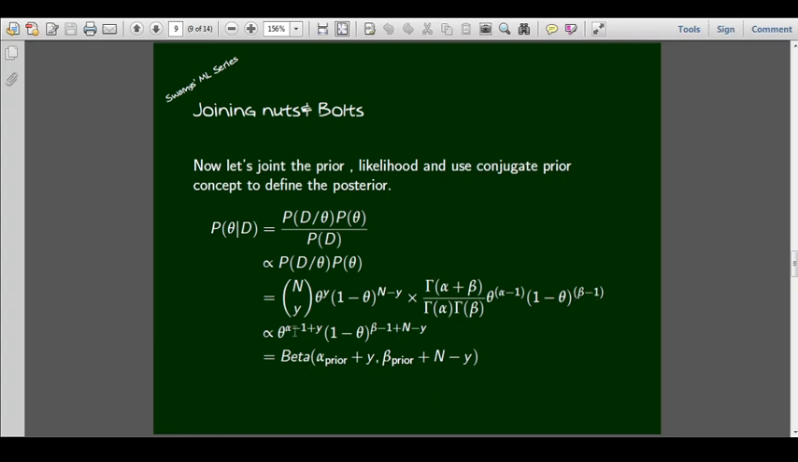Then this can be written in this form: beta of alpha prior plus y, comma, and here the power beta minus 1 is beta prior, so beta prior plus n minus y. So what happened? The prior distribution P of theta is a beta distribution, and now we got the posterior distribution is also a beta distribution. Definitely there are some constants, that is why I use a proportionality constant. So the posterior distribution is proportional to a beta distribution, provided our prior distribution is a beta distribution.